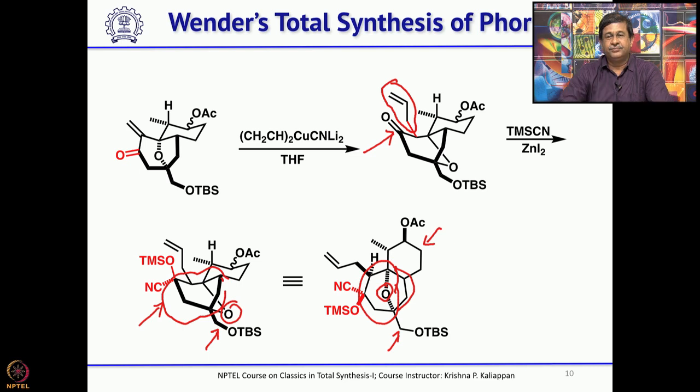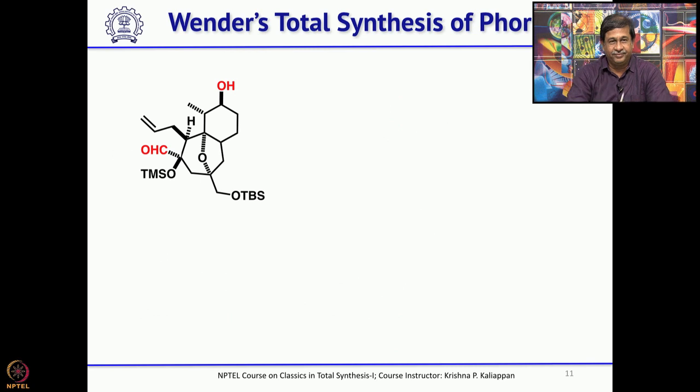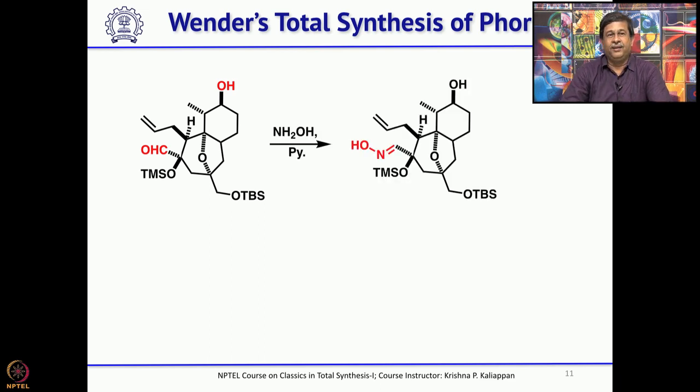Is it clear? Then you treat with DIBAL. What will DIBAL do? DIBAL will do two things. One, it will reduce the cyanide to aldehyde. Two, it will also reductively remove the acetate group, isn't it? Ester will be cleaved, so you get the corresponding hydroxyl group, and then cyanide will be reduced to the corresponding aldehyde. Okay, in one step, you do two things. Ester is hydrolyzed, reductively hydrolyzed, and cyanide is reduced to get the corresponding aldehyde.